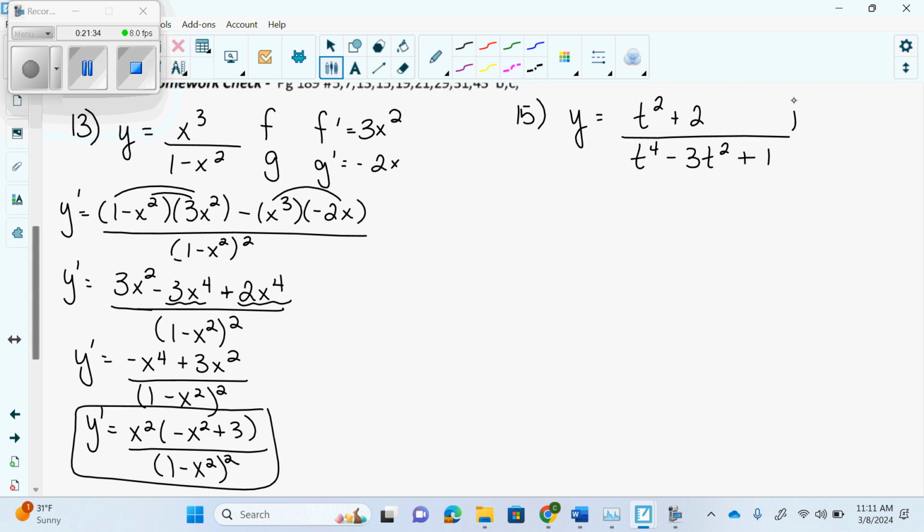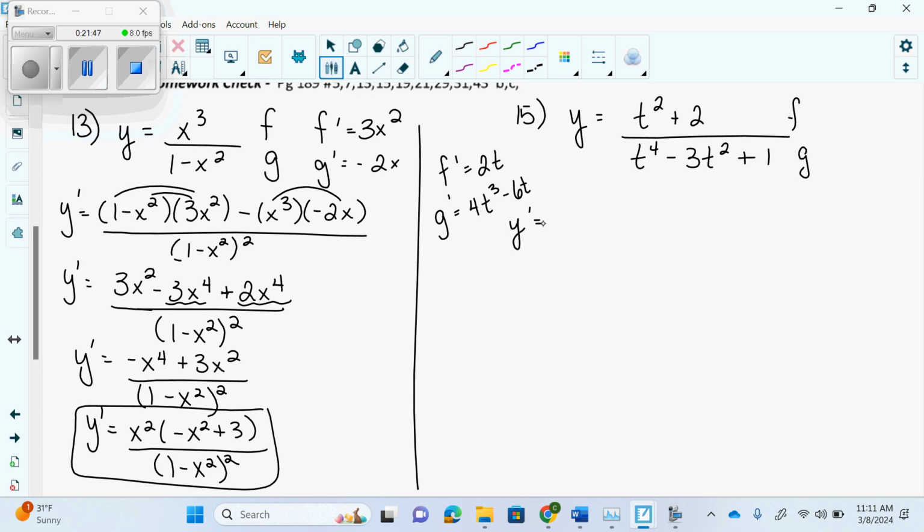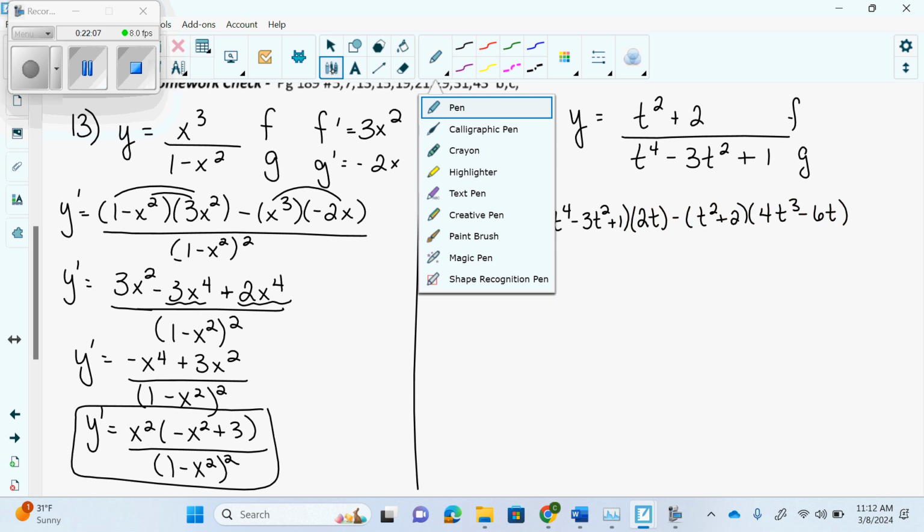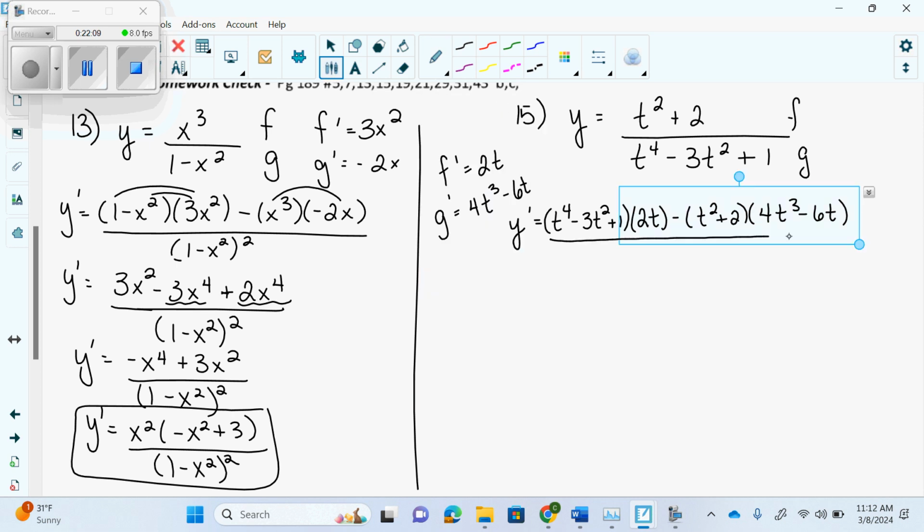Okay. 15. We have f, g. f prime is 2t. g prime equals 4t cubed minus 6t. So y prime equals g times f prime minus f times g prime all over g squared.